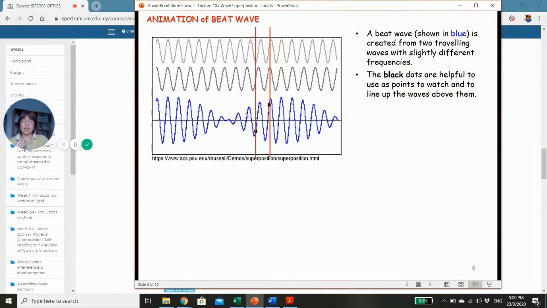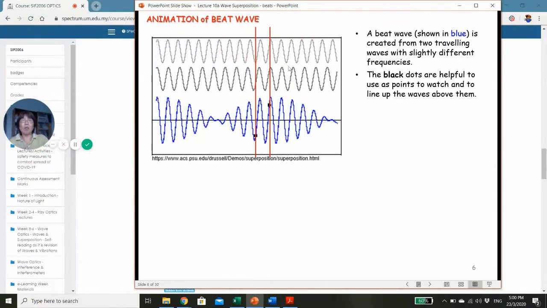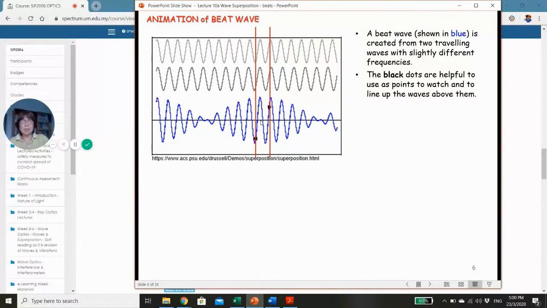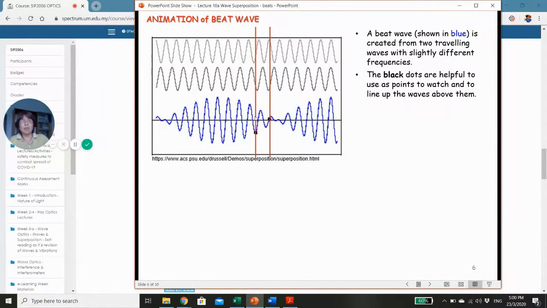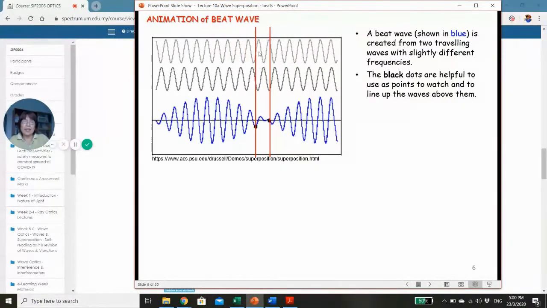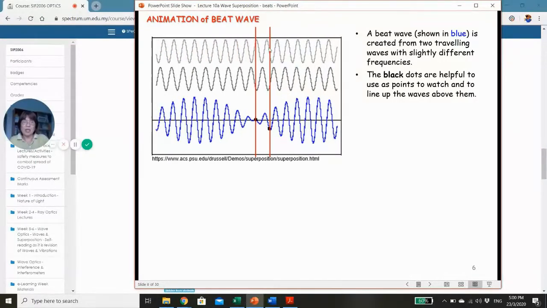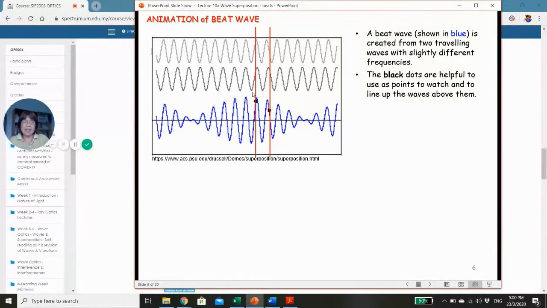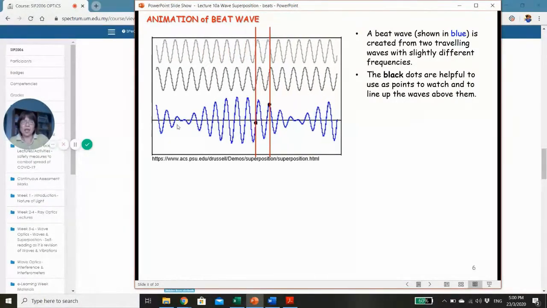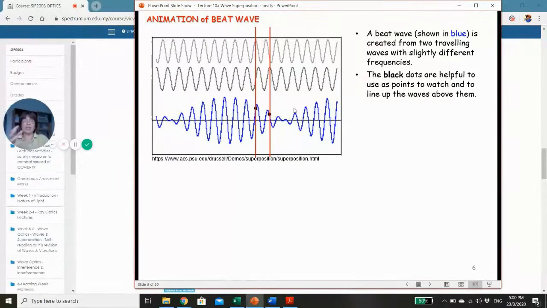Here is an animation of the beat wave. The beat wave is represented by the blue wave, as you can see here, and is created from two traveling waves with just slightly different frequencies. These black dots help us watch two reference planes as these two waves pass, and when they add up, what we get over here. Now, if you note at the peak, you'll find that they are all aligned. And then let's note the point where it becomes zero. You see wave 1 and wave 2 are out of phase, out of step.